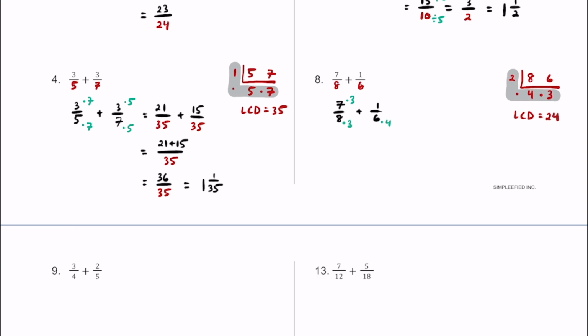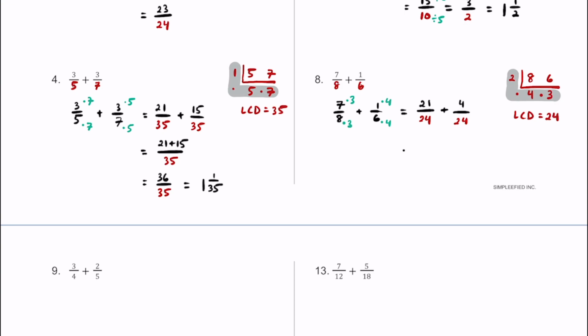Let's do times 4 over here. If we do that, then 7 times 3 is 21. So you have 21 over this 24. That's our common denominator. Plus, let's see, 1 times 4 is 4. So that's 4 over 24.